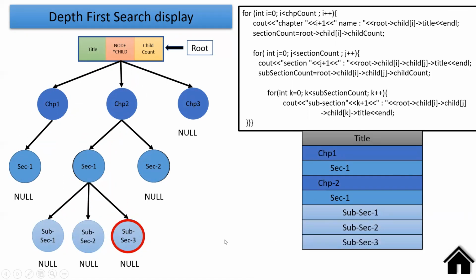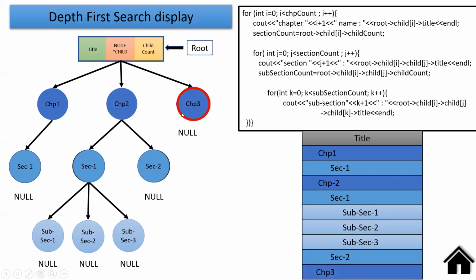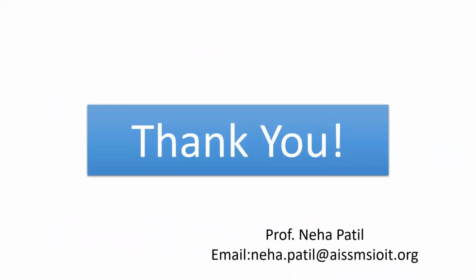After this, it will go back for chapter 2 again, and it will go to section 2. So section 2 is displayed here. Then it will go back for chapter 3. It will display chapter 3, and we'll see the output like title, chapter 1, section 1, chapter 2, section 1, 3 subsections, then section 2, and then chapter 3. In this way, we have to display the output of the general tree. I hope by this animation you have understood the concept of the general tree and the program related with it. Thank you very much for watching this video.